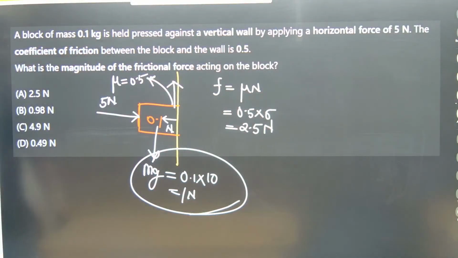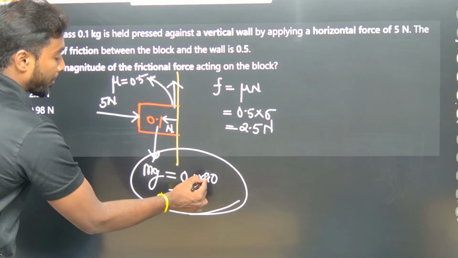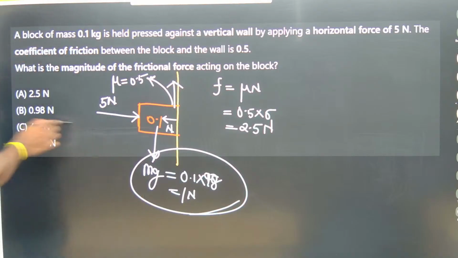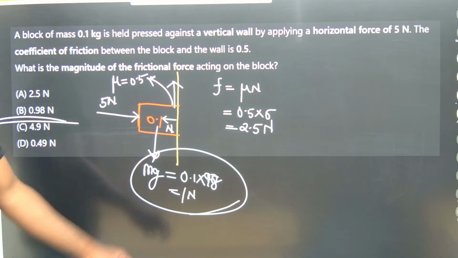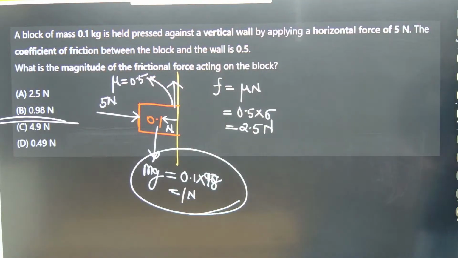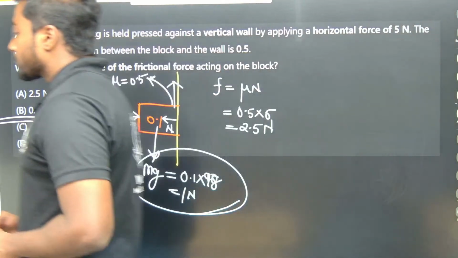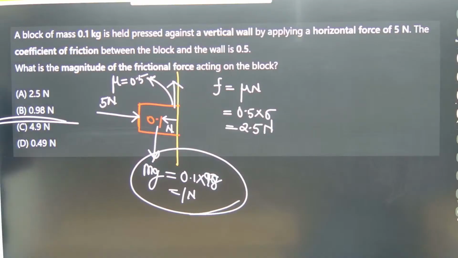So the options are given: 2.5, 0.98. When we use g as 9.8, I'll get 0.98 as the answer, right? Yes. We'll go for the next part of the question.